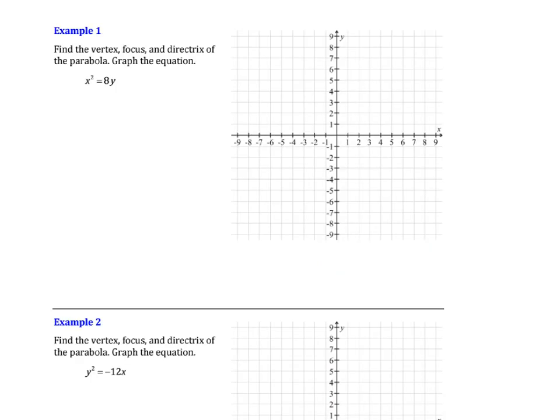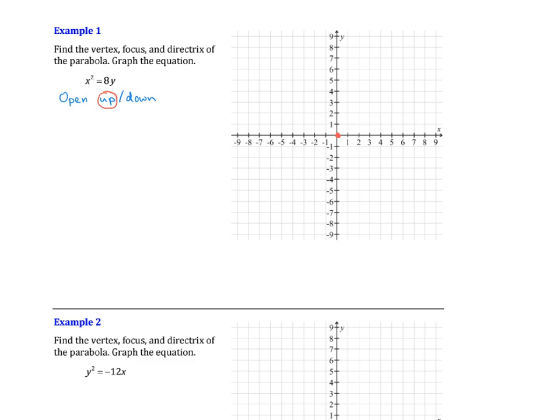So let's take a look at an example. Here we have x squared equals 8y. Since it's x squared, it's going to open up or down. Which one is it? The coefficient on the right is positive, so that means it opens up. Its vertex is going to be (0, 0). And now let's look at what a is going to be.